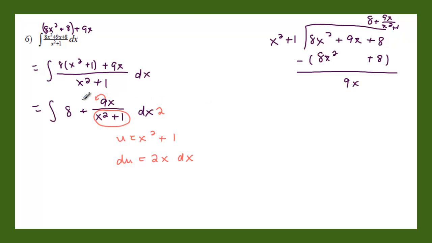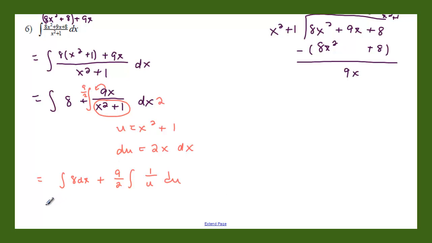I'm actually going to split this up into two separate integrals so we don't mess up our balancing out here. So we have a 9 out in front, and then we have a 1 over 2 out in front. I'm just going to rewrite this problem again so it's a little cleaner. So we have the integral of 8 times dx, and now we have 9 halves times the integral of 1 over u du.